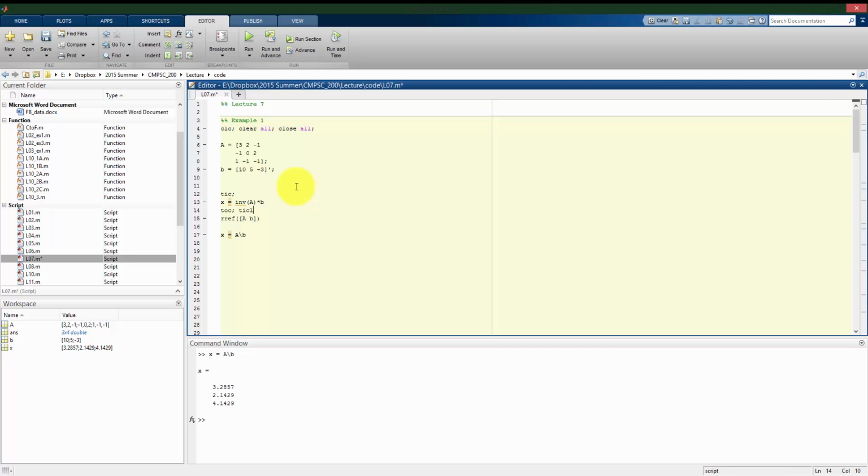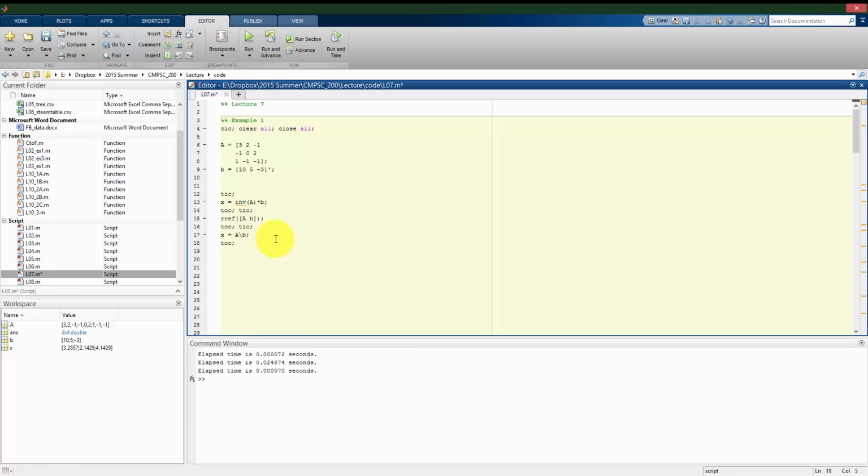So I'm going to put some tics and tocs in here so I can do some timing of these different approaches. And this is where the methods are really going to be different. Even though we get the same solutions, the time it takes for MATLAB to run them is going to be different. And I'm going to suppress these outputs so I have a fair comparison. So now if I rerun this, I'll rerun it a couple times just so we can get kind of an average here.